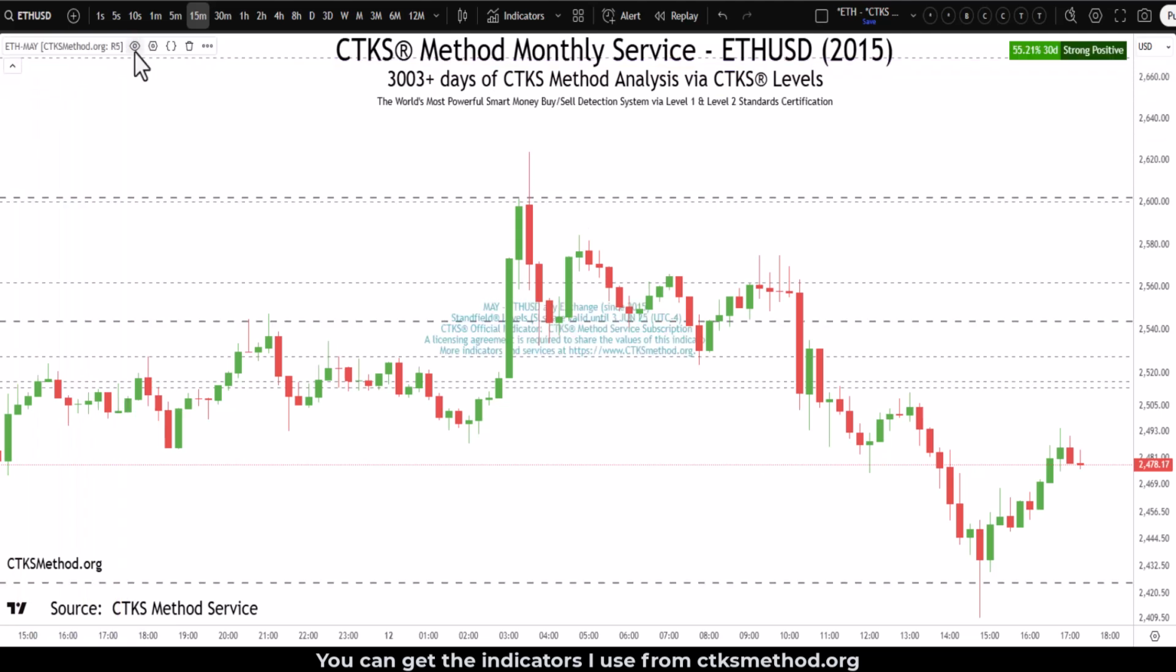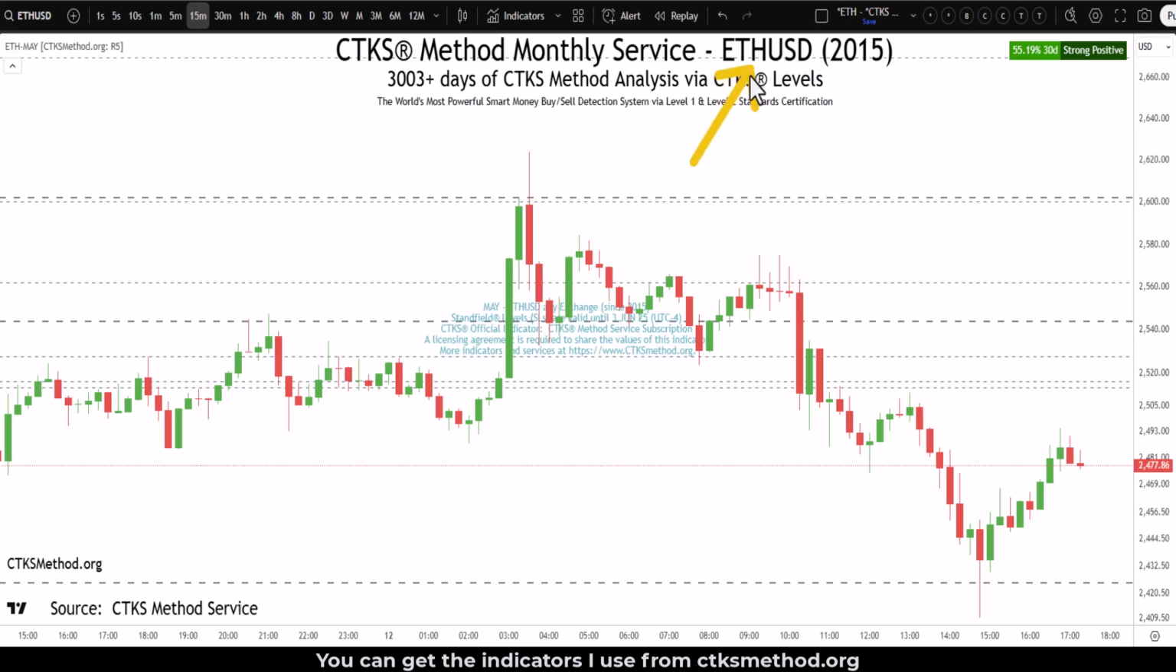Now, when we look at the structure, we can see Ethereum had structural overhead resistance at the 2600 mark. It was rejected, did an immediate structural failure, which opened up the structural level at 2560. It also failed again, which opened up the level around that 2540. When you know how to read structural failures, structural overshoots, it's an absolute game changer.